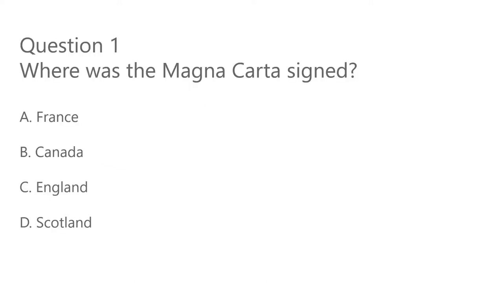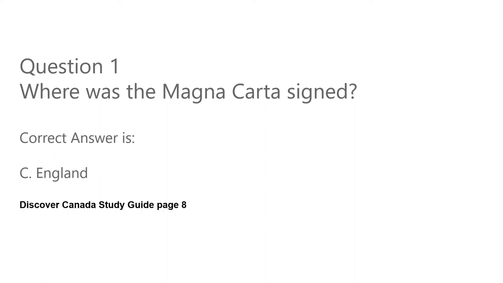Question 1. Where was the Magna Carta signed? A. France. B. Canada. C. England. D. Scotland. Correct answer is C. England. Discover Canada Study Guide, page 8.